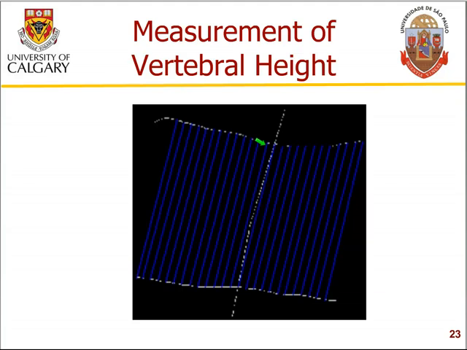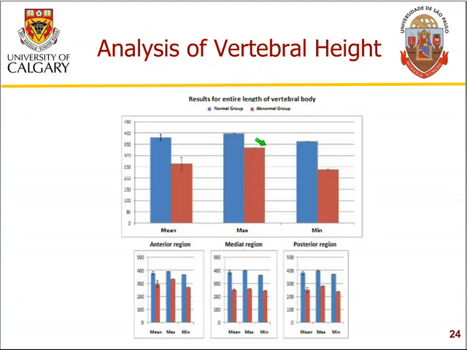So for each vertebra, there are several height measurements done. And these were grouped into parts that were in the anterior portion, the medial portion, and the posterior portion. And averages were computed, or statistics were computed for these measurements for each region.